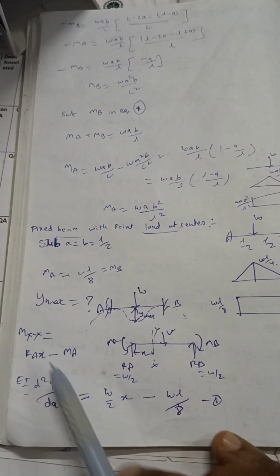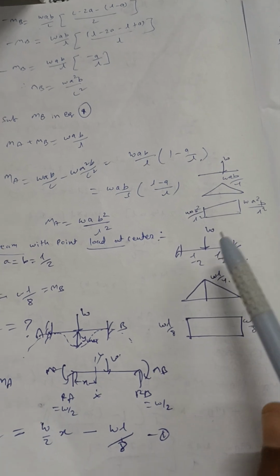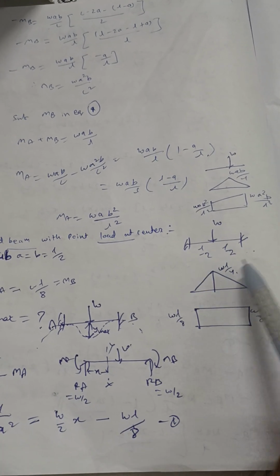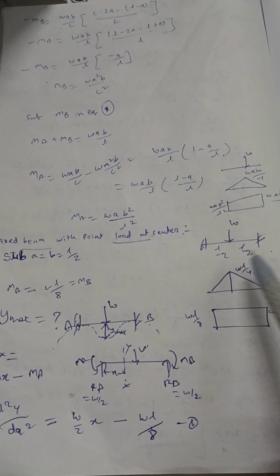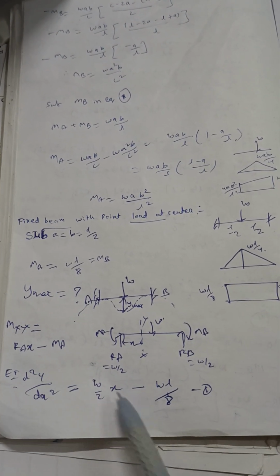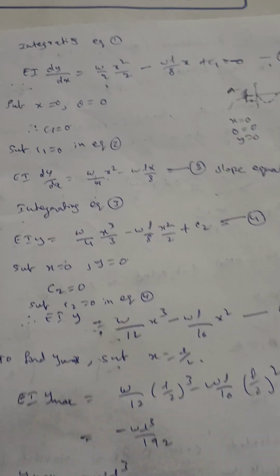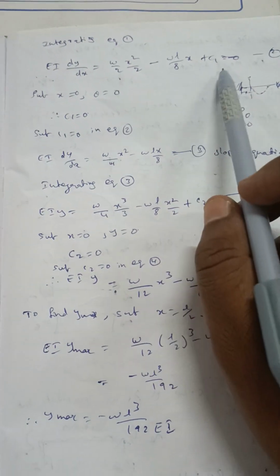But here, in the place of Ra, I substituted W by 2, because we know that when there is load W, the reactions Ra and Rb will be equally distributed, symmetric load. So W by 2, W by 2. Ra is W by 2 minus Ma. Already we have calculated W will be 8. So integrate this equation, we will get this equation and we will get a constant.